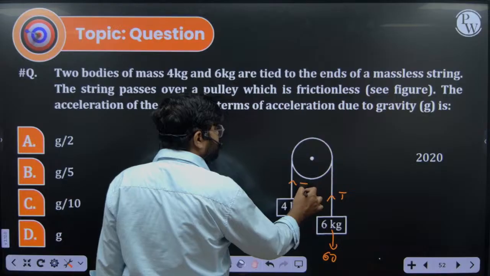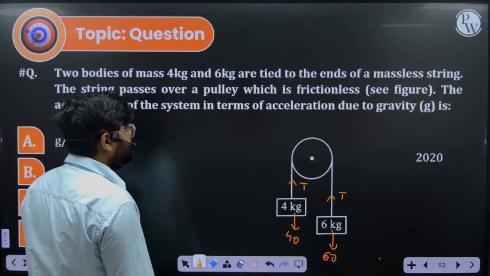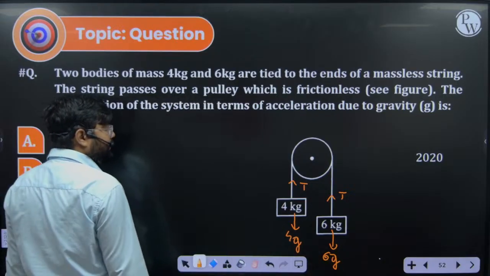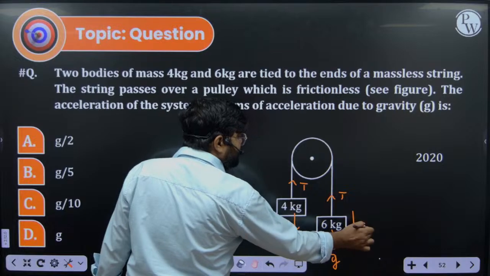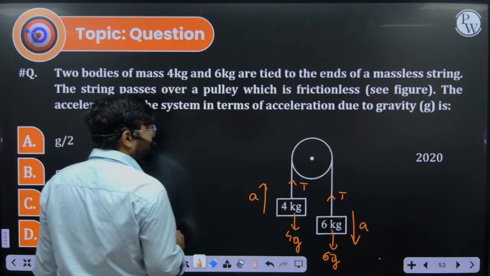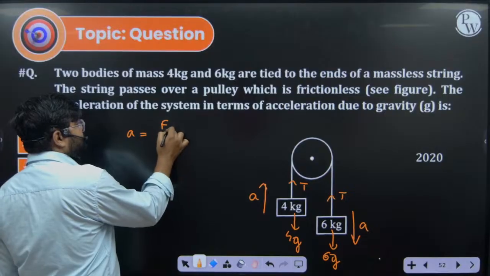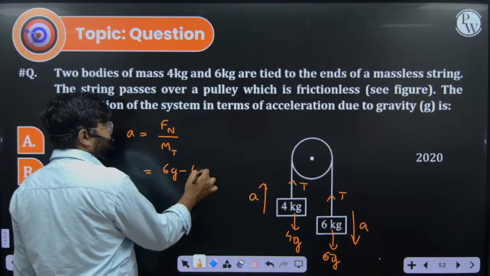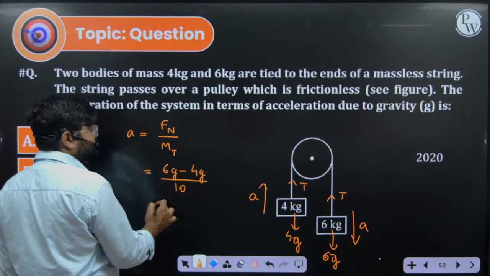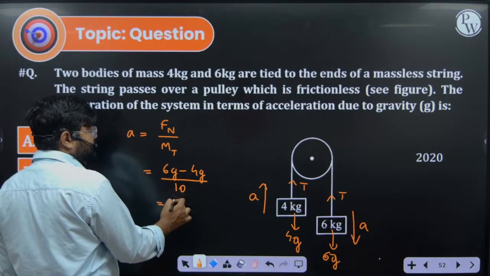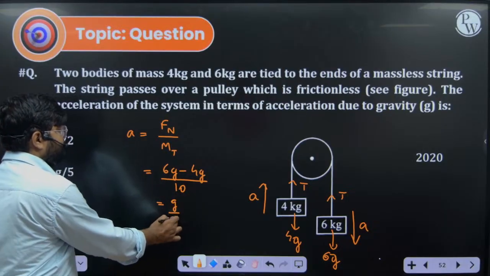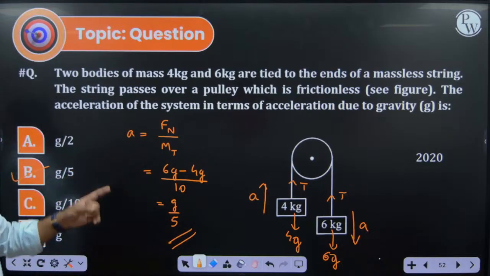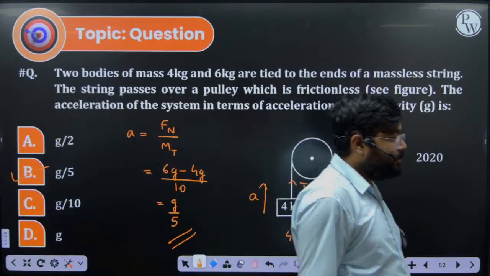Tension is acting. Tension is acting. In terms of acceleration due to gravity, let me call it 6g and 4g. This is heavier, this will try to go down, this will try to go up. Acceleration is net force driving the system by total mass. So this is 6g minus 4g net force and total mass is 10. So 2g by 10, that is g by 5. So the answer comes out here as simply g by 5. We have done a similar question in today's class.